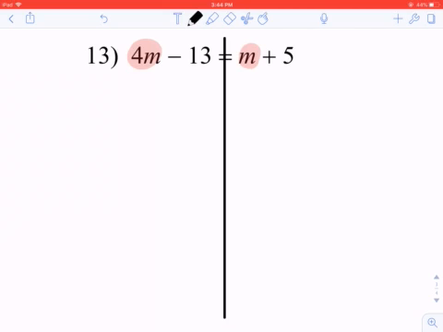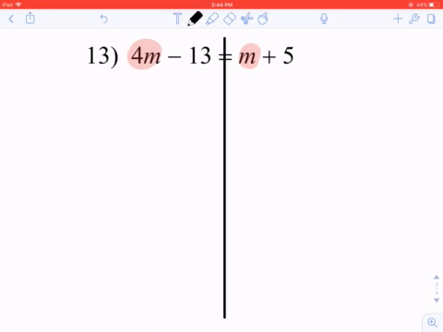We have a 4m on the left and a positive 1m on the right. We need to gather our m's to the same side, which means we will follow our rules for moving our numbers around. We need to get rid of one of the two.